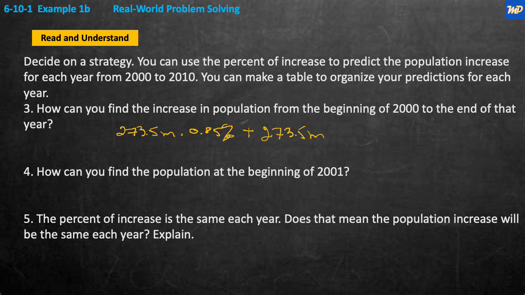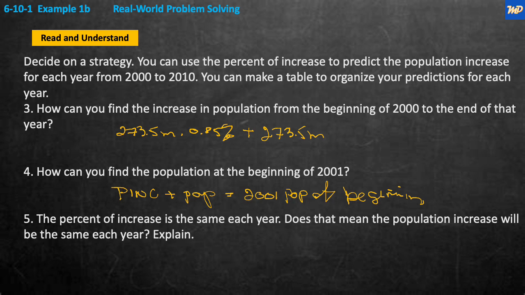And that number is then the beginning of the next year. So how can you find the population in 2001? At the beginning of 2001, you're going to take the population increase, pop INC, plus the population, and add them together, and you're going to get the new population, or the 2001 population at the beginning of the year. Okay? So the percent of increase is the same each year.